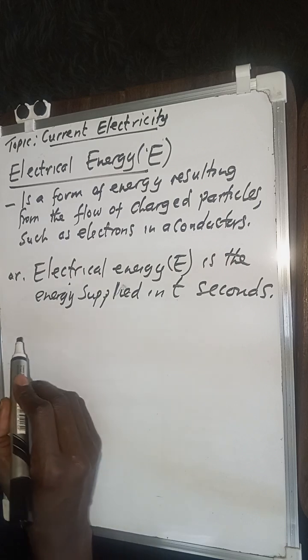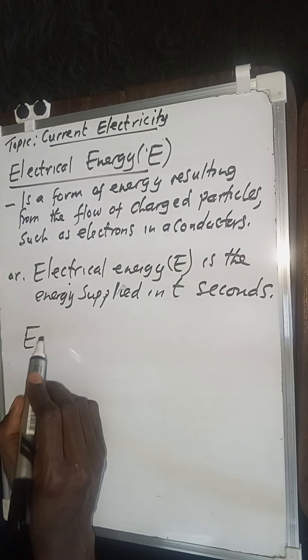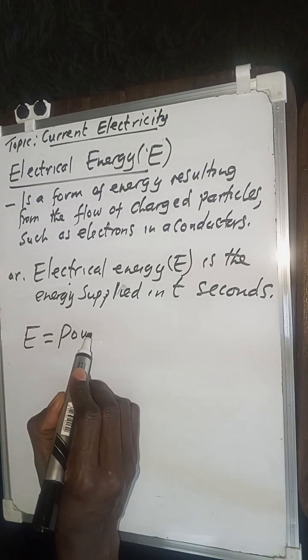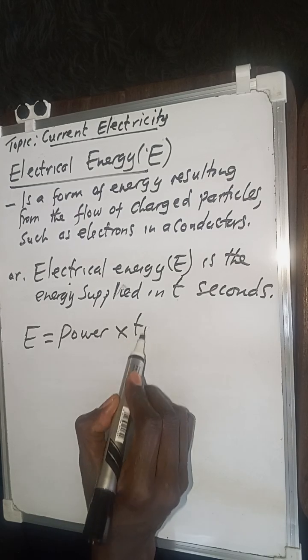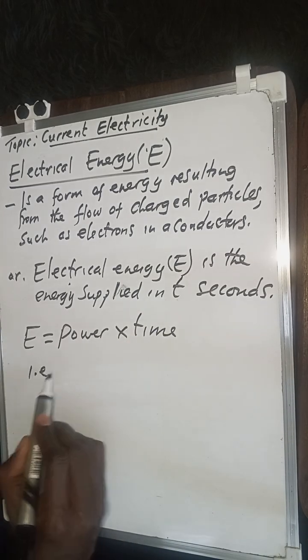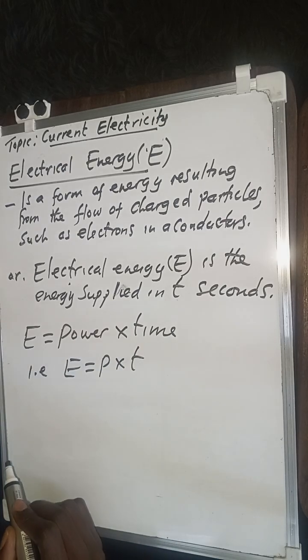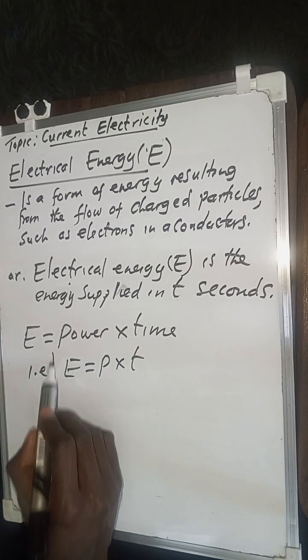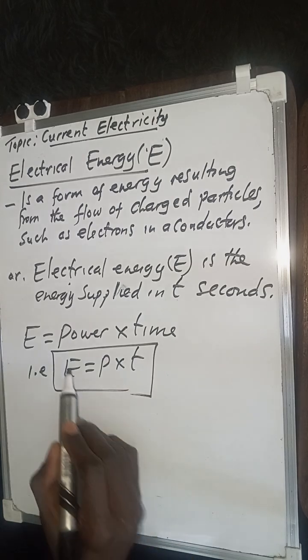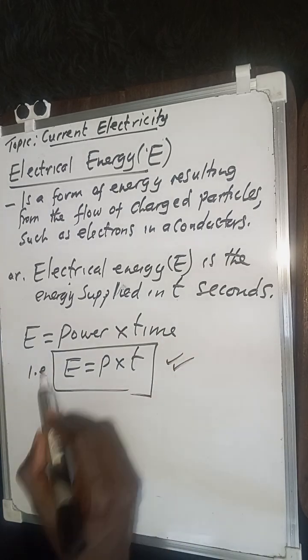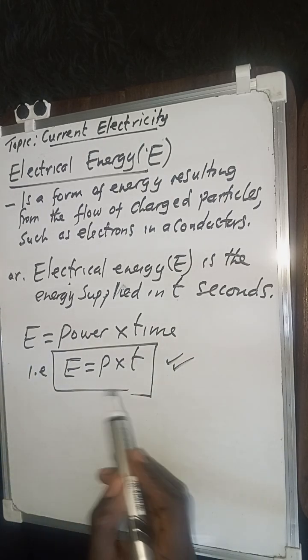So the formula that we use, we are going to say that electrical energy is equal to power multiplied by time. So I can say that E is equal to power multiplied by time. So we can use this as the formula for calculating electrical energy. And please take note of this. You are going to be using it in a short while.